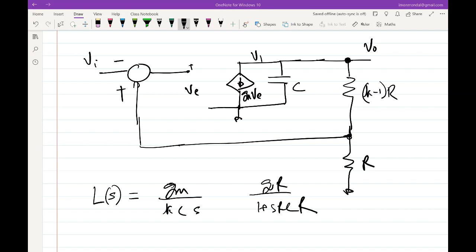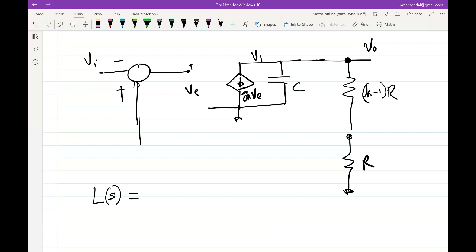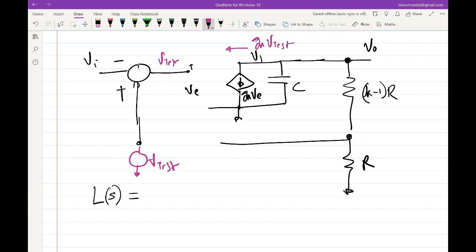Okay, yeah, correct. It's different from what I have been doing earlier. Let me break again at the most convenient point, maybe here, because I don't have to bother about loading. This is V test. Now, this current that comes out is GM times V test, right? But this current is now not only going into the capacitor. This capacitor is coming in parallel to this entire stack, right?